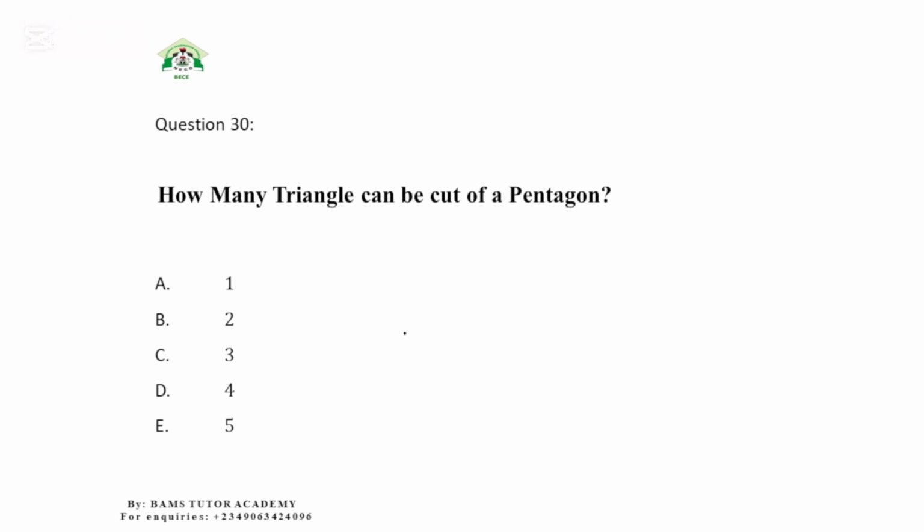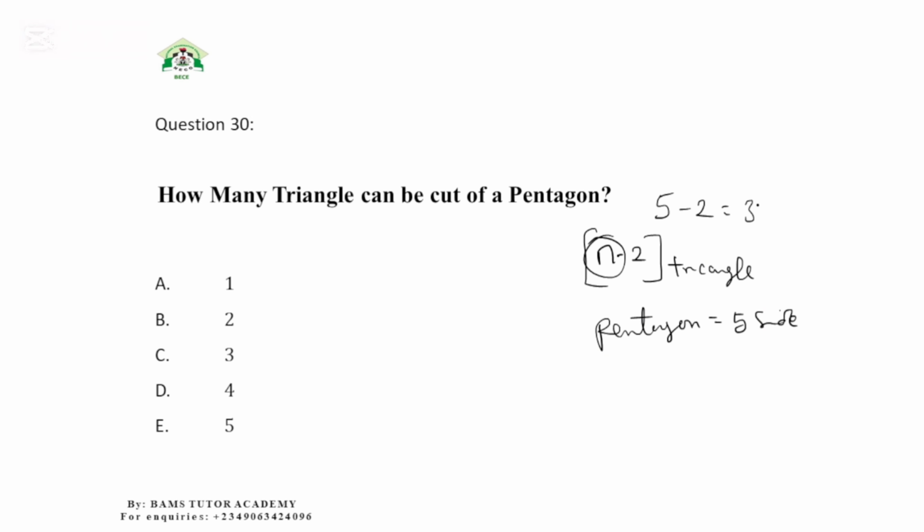So now, how many triangles can be cut from a pentagon? This is what you do. Whenever we want to get the number of triangles in a polygon, we have n minus 2 triangles. That's the formula. Very easy stuff. A pentagon normally has 5 sides, right? So I'll just put in 5 here. That's 5 minus 2, which will give me 3 triangles.